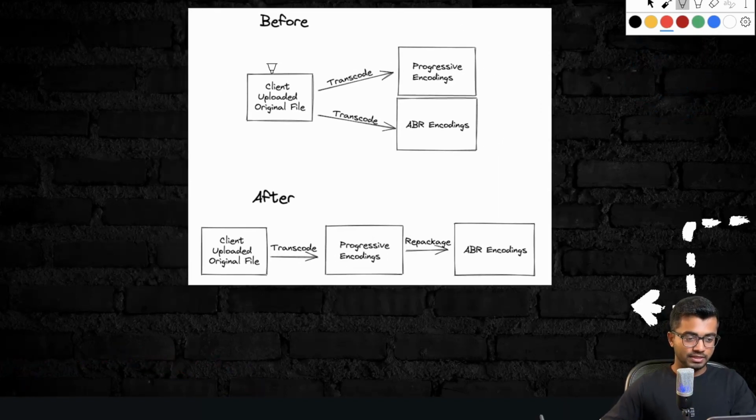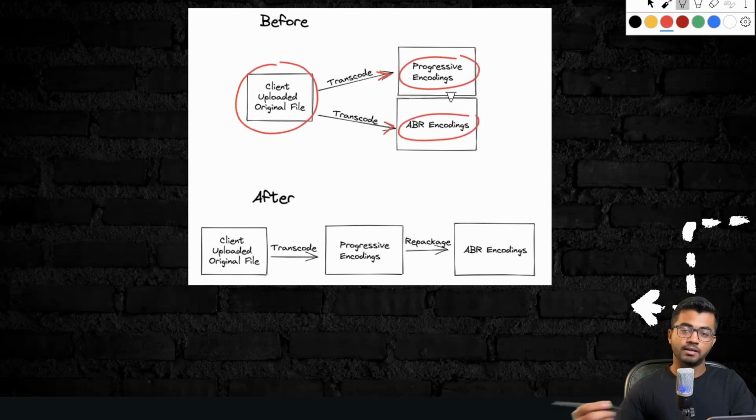Before this, they had the client upload the original file, which was transcoded in two different versions. One is this, one is this. The progressive encoding was one structure and the ABR encoding was one structure, right? So both were happening, and it was taking almost 86 seconds for a sample 23 seconds of video for a 720p resolution, right?